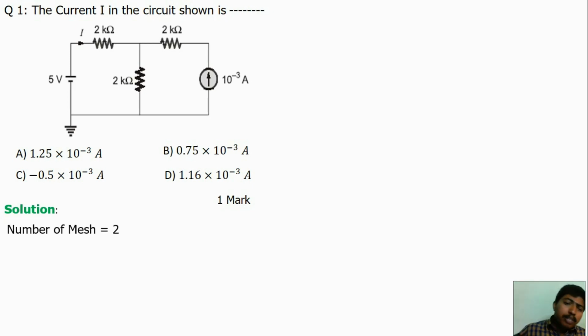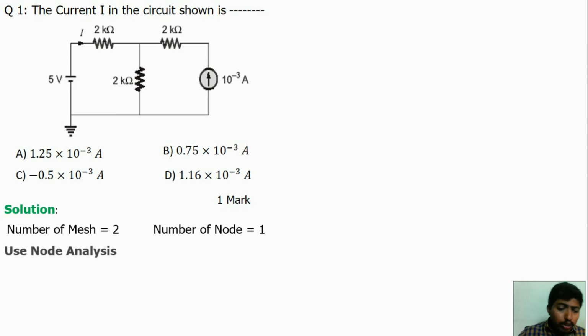Here, the number of meshes is 2, but the number of nodes is only 1. So if we use node analysis, the method will be easiest compared with mesh analysis, because the number of nodes is 1 and the number of meshes is 2. For node analysis, first we have to find the number of nodes and assume the node voltage. Here the number of nodes is 1, so we assume the node voltage is V. The opposite node is the ground node.